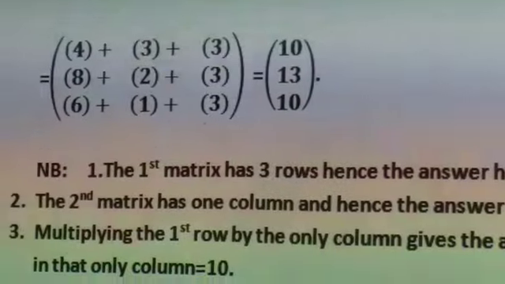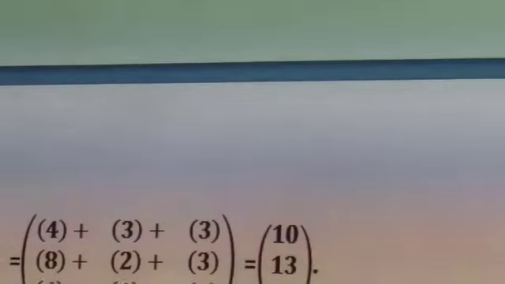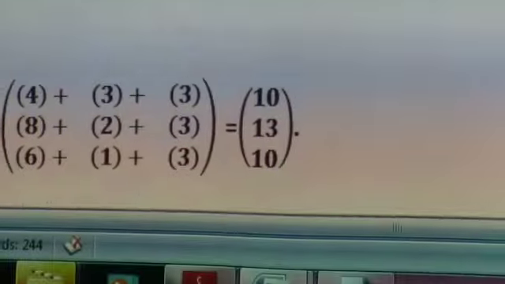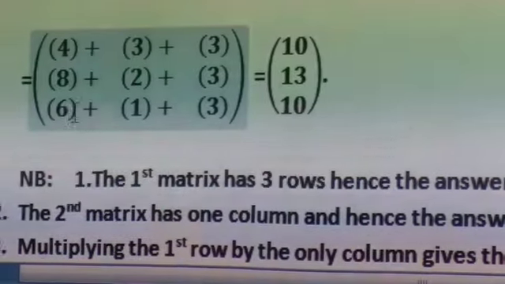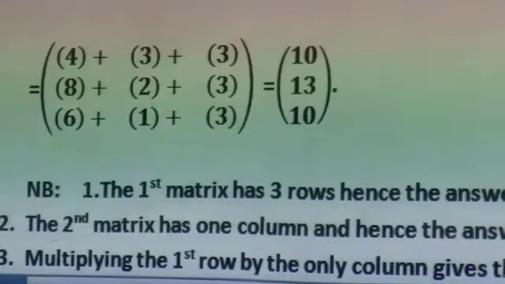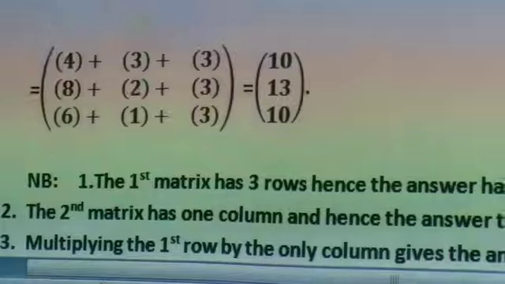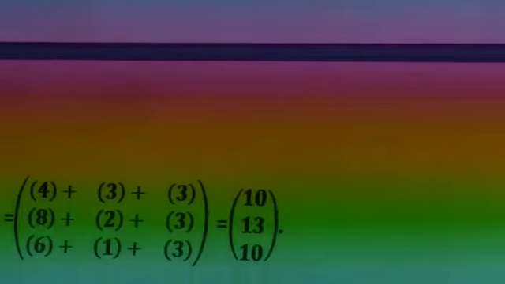So we are saying the multiplications there will mean we add 2 times 2 to get 4, here to get 3, here to get 3. So we are saying 4 plus 3 plus 3, which is 10. So we are having 10 there. And this will become 8 plus 2 plus 3, which is equal to 13. 6 plus 1 plus 3, which is equal to 10. That's the result. We've multiplied a 3 by 3 matrix by a 3 by 1 matrix, which gave us a 3 by 1 resulting matrix.